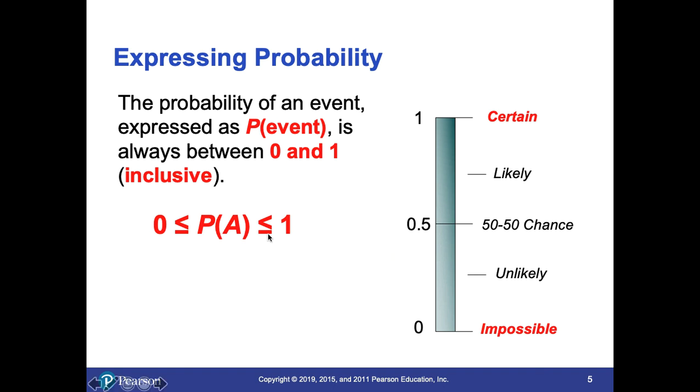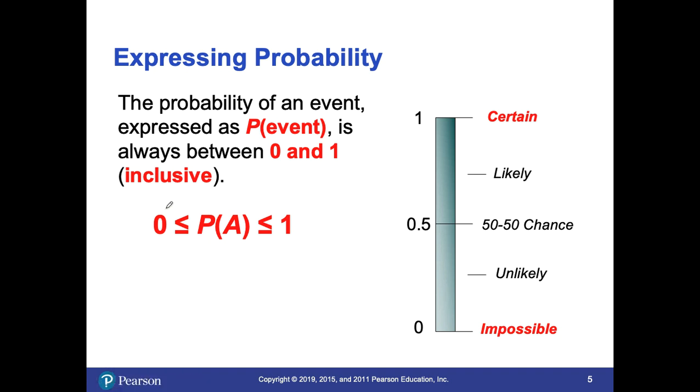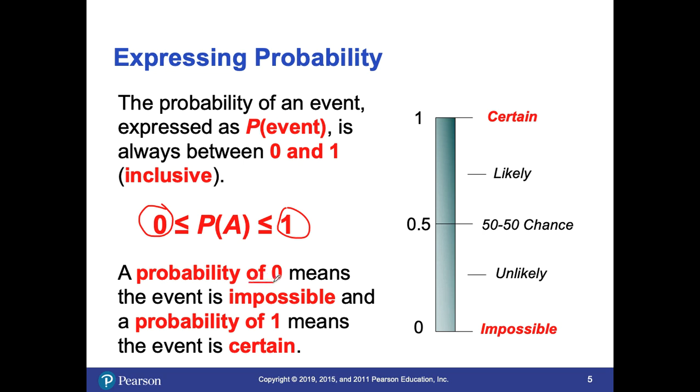Now, when expressing probability, it is very important to know that probability is going to be a very specific range of numbers, and that specific range of numbers will be between 0 and 1. So whenever you're actually calculating probability, please remember you will never get negative probability and you will never get probability greater than 1. And the reason why is because a probability of 0 means that the event is impossible. So you can't get less than impossible. When it's impossible, it's impossible. That's as low as you can get, which is 0.